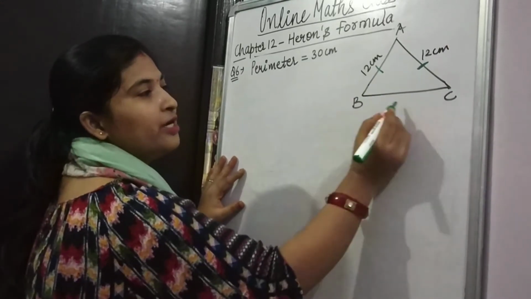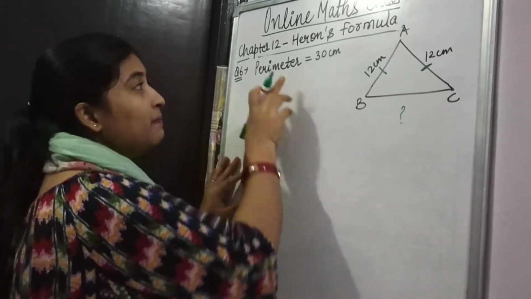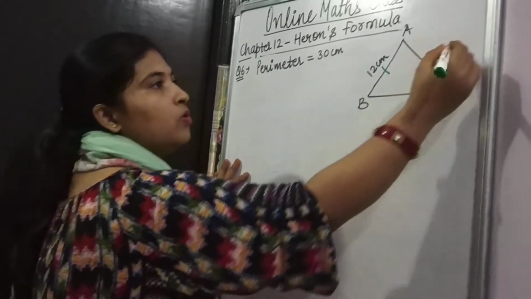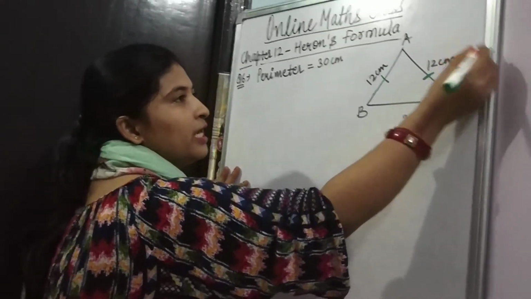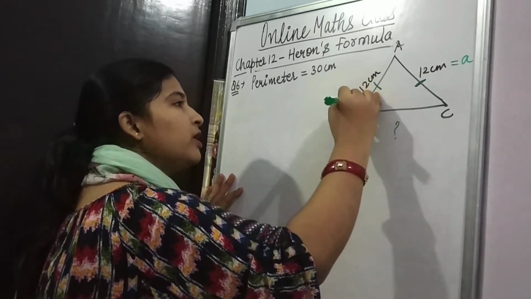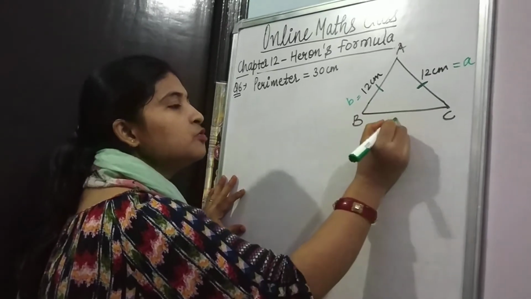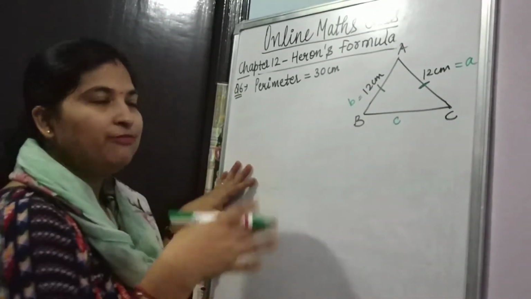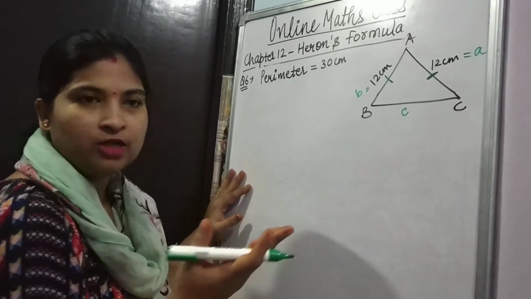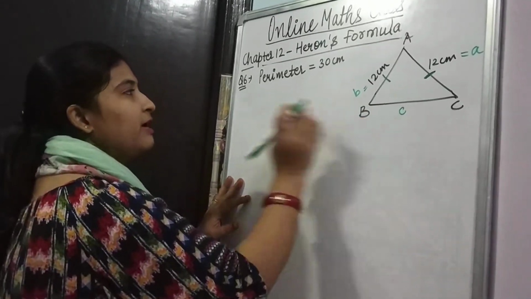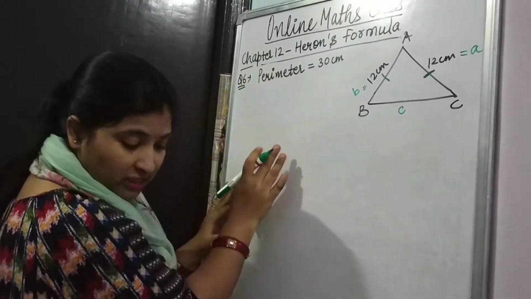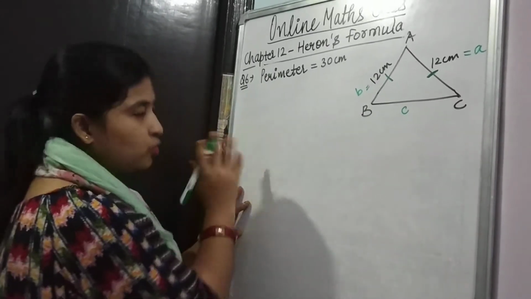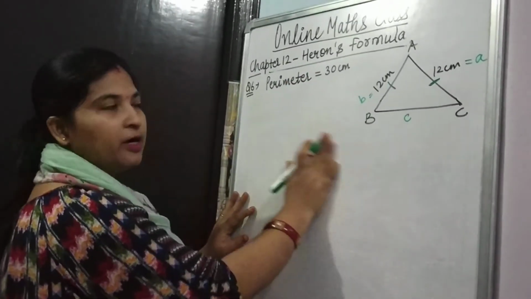Now the third side I don't know, but the perimeter I know. I'm assuming this as a, this as b, and I have to find the small c. If I come to know the value of c, I can find the area of the complete triangle. You can see that it is the same as question number 4, but still I am doing a little part of it.